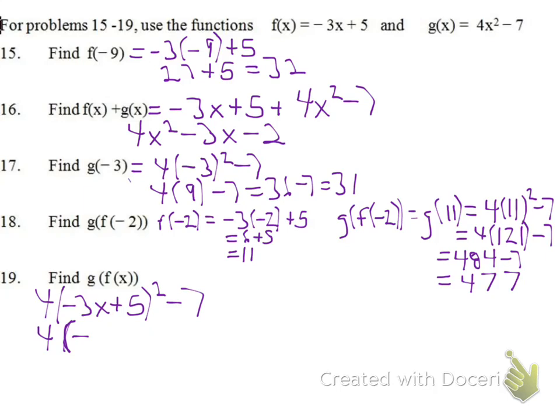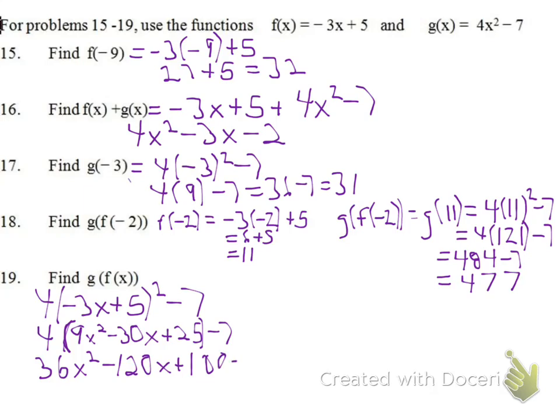You get 9x squared minus 30x plus 25. And then tack on that minus 7 to the end. I now distribute out the 4. I get 36x squared minus 120x plus 100 minus 7. So we get 36x squared minus 120x plus 93.